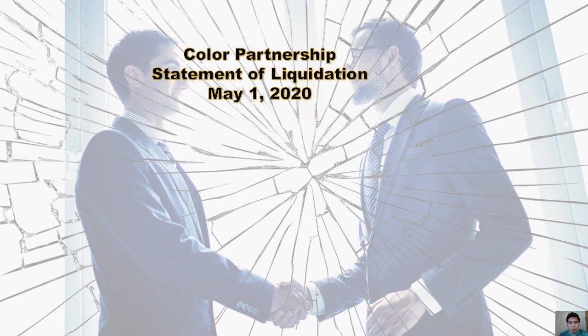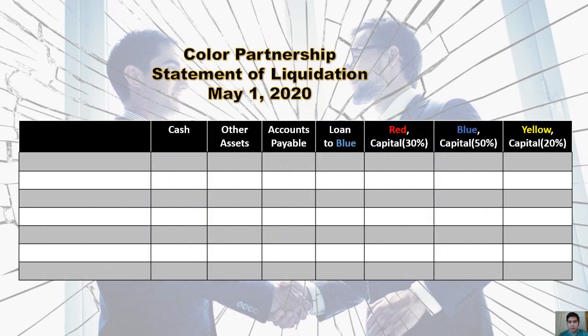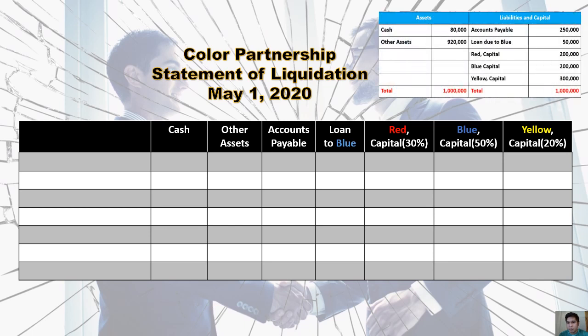Okay, so ngayon, ilatag natin kung ano yung mga nangyari dun sa example natin kanina. Of course, we have to prepare a statement of partnership liquidation. Statement of partnership liquidation should look like this, di ba? Ilalatag nyo lang po yung mga information na nandun kanina sa ating previous slide. So ito yan. Meron tayong column for each account. Sa case natin, may column tayo ng cash, other asset, accounts payable, loan to Blue, Red capital.